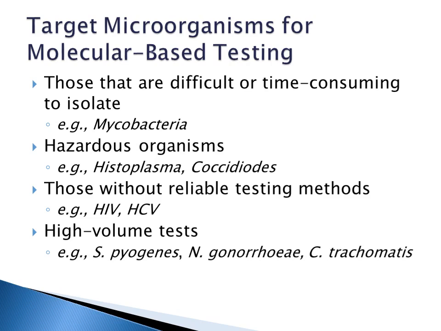Also, some microorganisms don't have reliable testing methods, such as some of the viral infections like HIV and hepatitis C virus. And also, there are some high volume tests done in your typical microbiology laboratory, and making those molecular-based just makes them done much more rapidly. So these are your Strep pyogenes, Neisseria gonorrhoeae, and Chlamydia trachomatis.